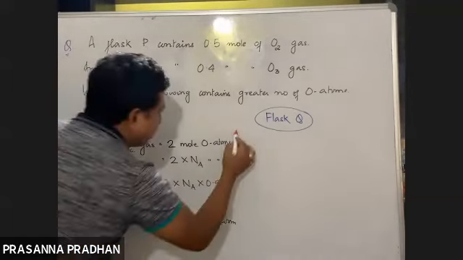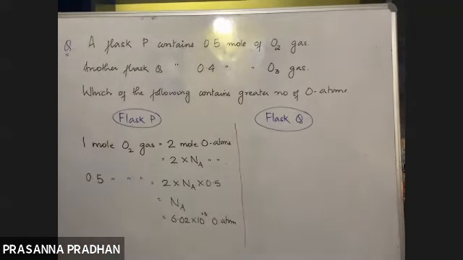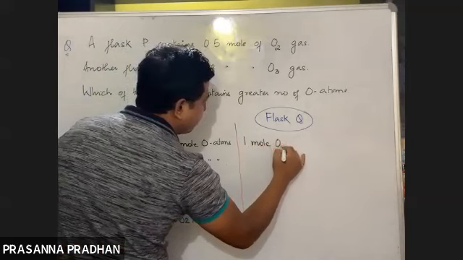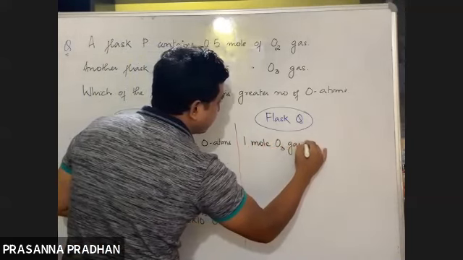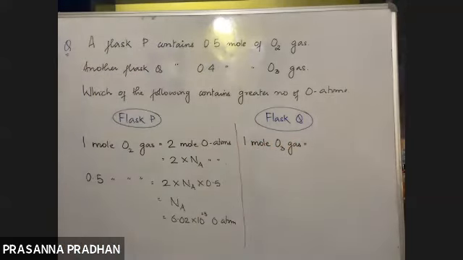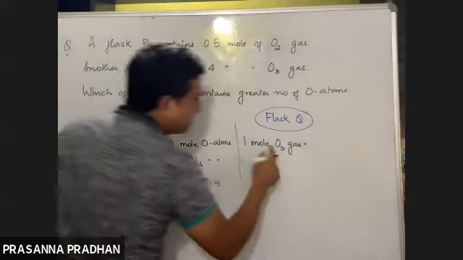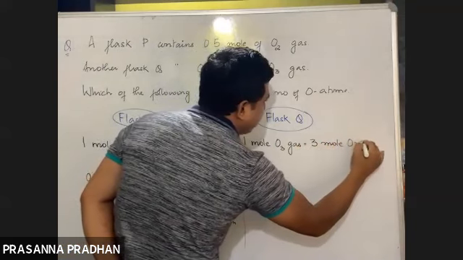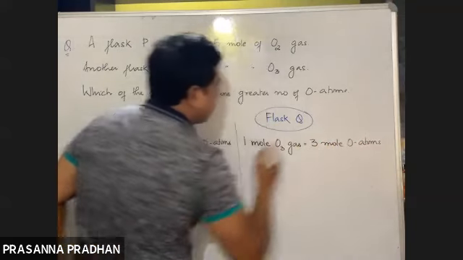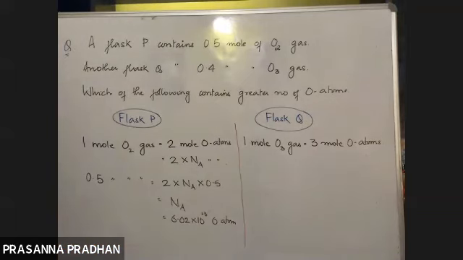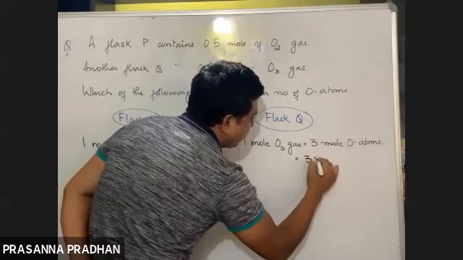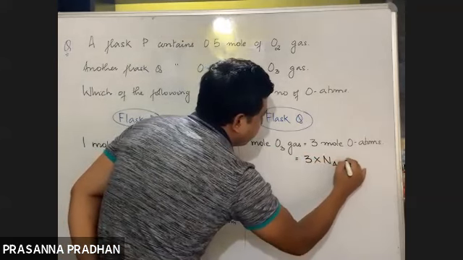Fine. Now let us move towards flask Q. So here there is 1 mole of ozone gas. It contains how many mole of oxygen atoms? It contains 3 mole of oxygen atoms. So what do you mean by 3 mole of oxygen atoms? Yes, 3 times the Avogadro number of oxygen atoms.